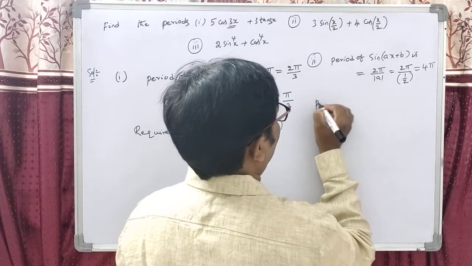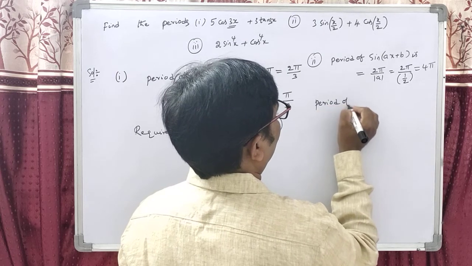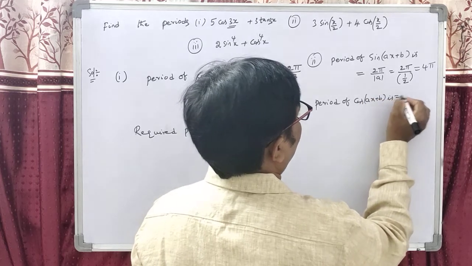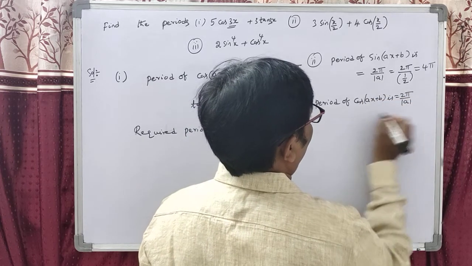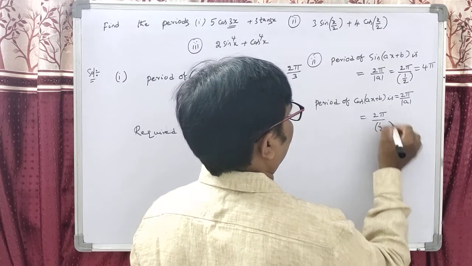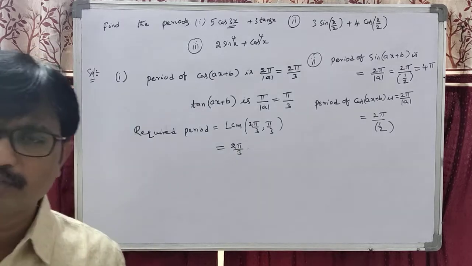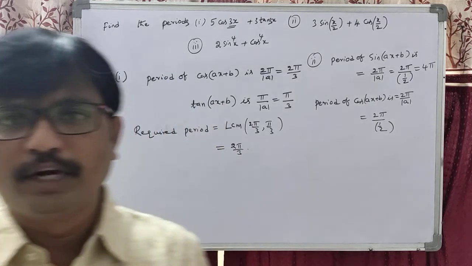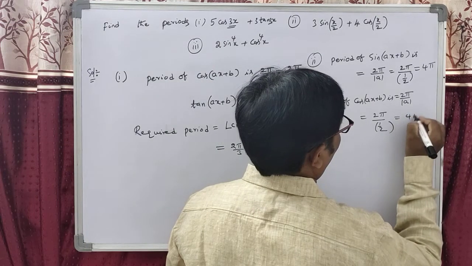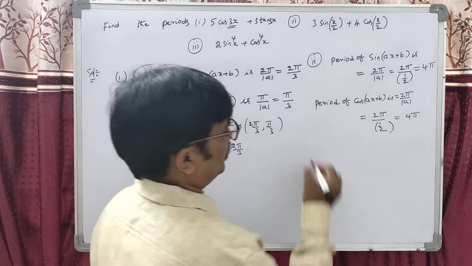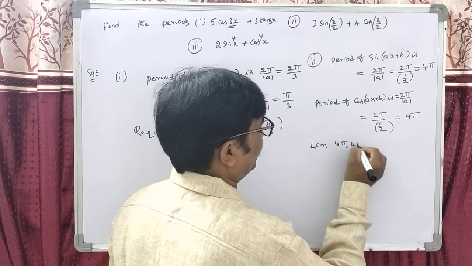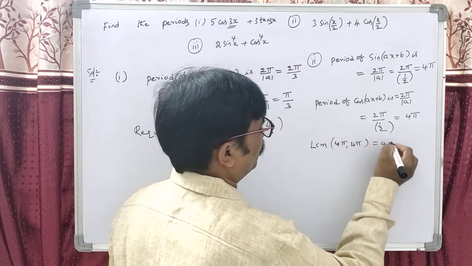Now another one, students: the period of cos of ax plus b is 2 pi by modulus of a. This is also 2 pi by 1 by 2. We know that the periods of cos of ax plus b and sin of ax plus b are 2 pi by modulus of a. So this is also 4 pi. The required period is the LCM of 4 pi, 4 pi. This is 4 pi.